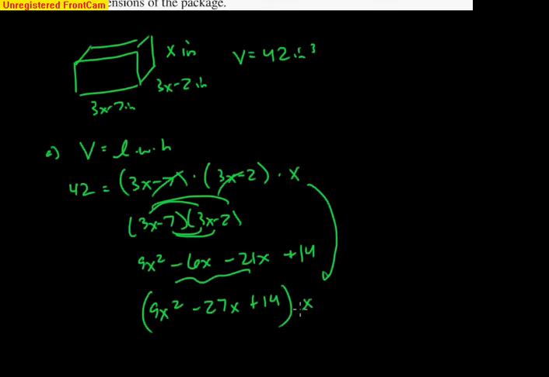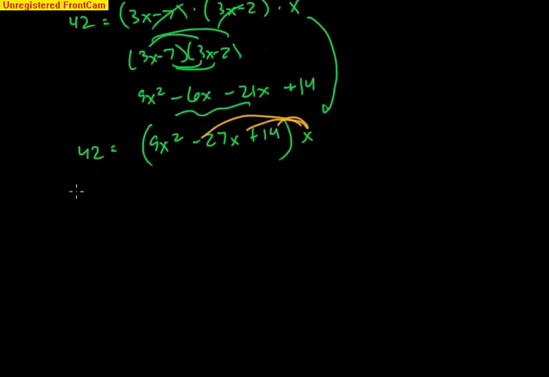Now do not forget about this x. That's why I put this in parentheses, because this x has to go in there as well. And I'll also bring down the 42 equals. So this x is going to be distributed into the parenthesis. So on this side we'll stay 42. But now all of the x's add an exponent. 9x cubed minus 27x squared. And the 14 now gets an x. And this is what they want. That's part A. That's the equation for the volume.